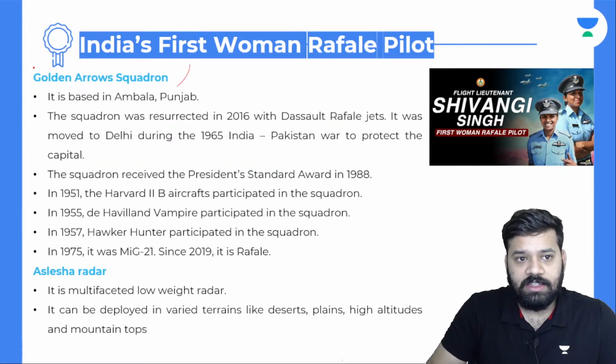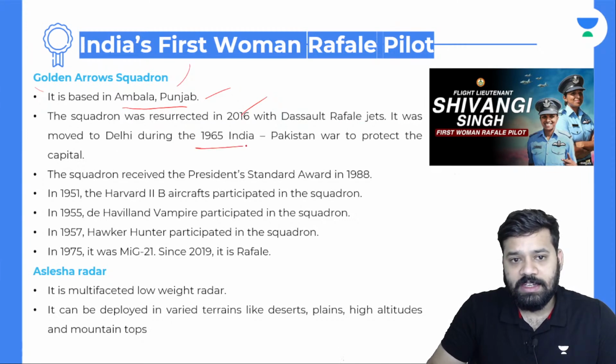First, let us have a look at the Golden Arrow Squadron. This is based in Ambala, that is in Punjab. The squadron was resurrected in 2016 with Dassault Rafale jets. It was moved to Delhi during the 1965 India-Pakistan war to protect the capital. The squadron received the President's Standard Award in 1988. In 1951, the Harvard 2B aircraft participated in the squadron. In 1955, de Havilland Vampire participated in the squadron.